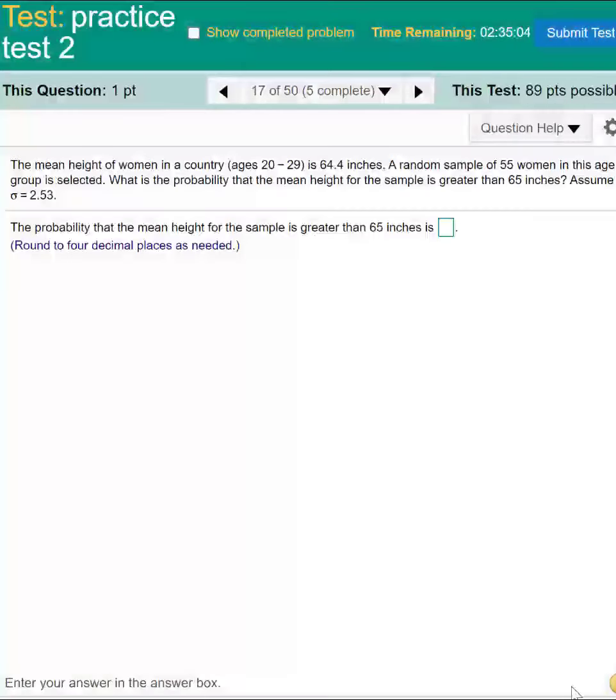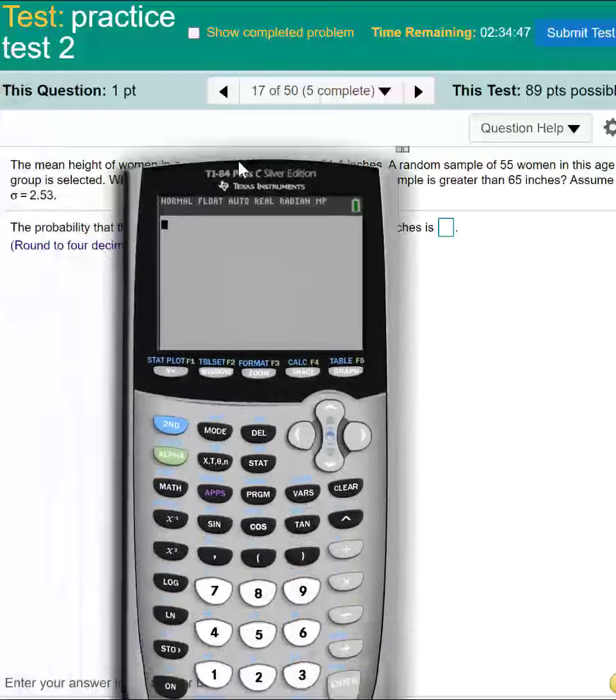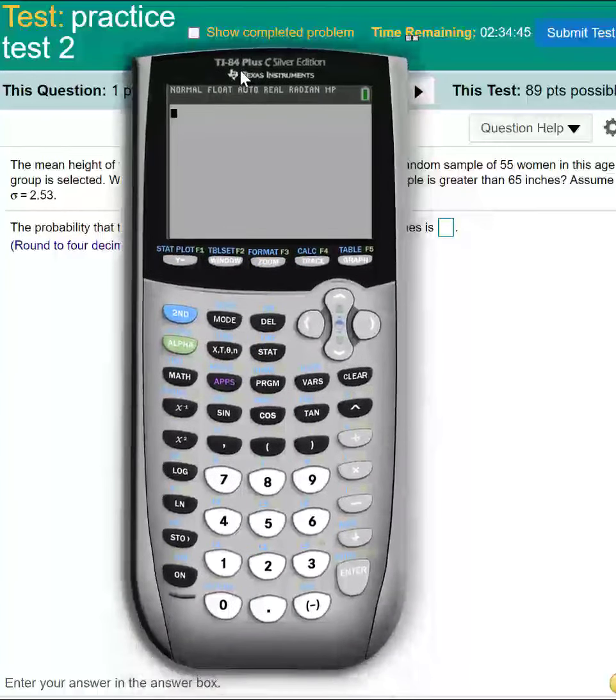The mean height of women in a country is 64.4 inches. A random sample of 55 women in the age group is selected. What's the probability that the mean height for the sample is greater than 65? Now it's not a probability of X, guys, it's the probability of X bar greater than 65. And sigma is 2.53. So here's how you answer this question.